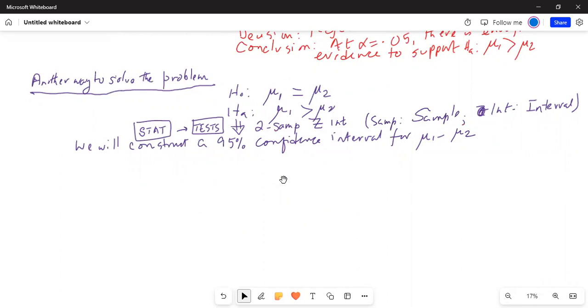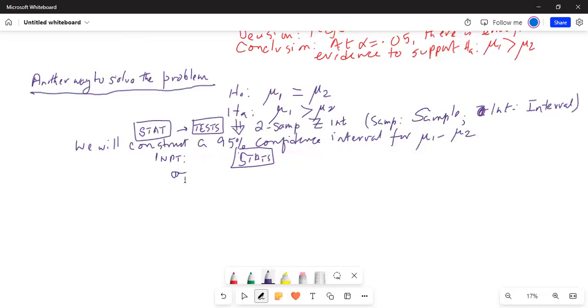Once we are in 2 samp Z int, hit enter. So bring your cursor down to number 9, 2 samp Z int, and hit enter. Again, same as before. Input should be on stats, not on data, because we know the summary stats for the two samples.